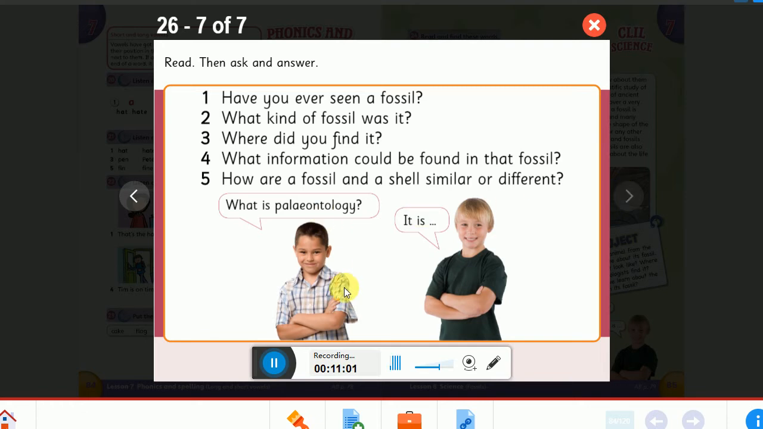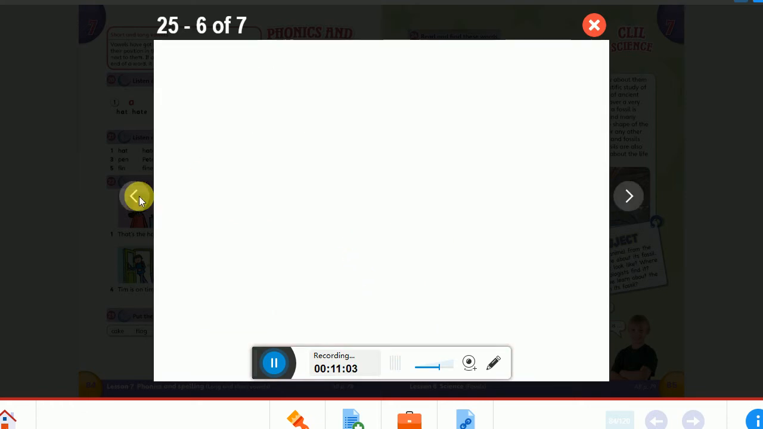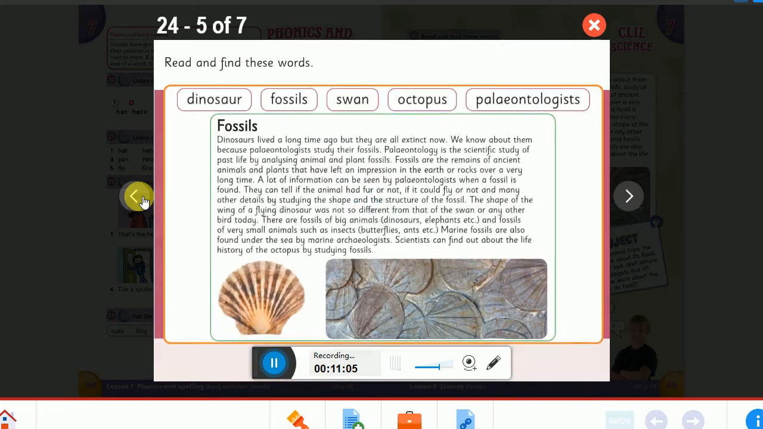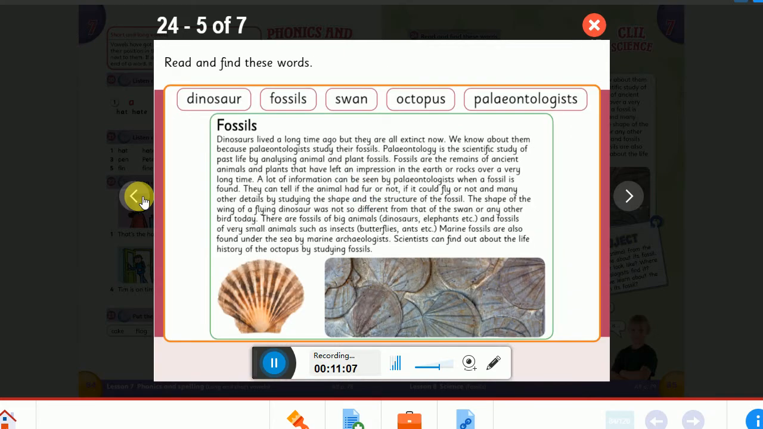In the picture, let's go back. In the picture, how are these shells similar and how are they different? Yes, think. Excellent. They have the same shape. They have the same structure, but maybe the color is a little bit different because these were buried under layers of sand and rock for a long time. Good job. All right?